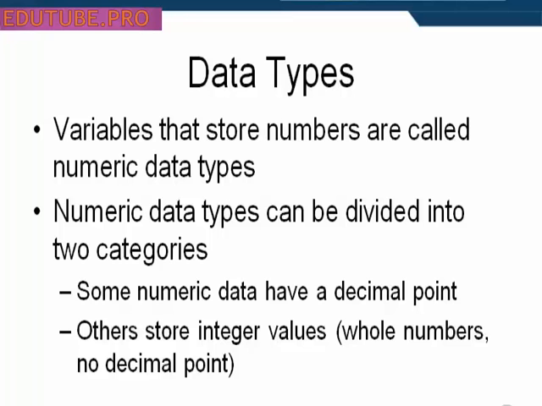Before we begin implementing variables in our programs, we must understand data types. When you declare a variable in Visual Basic, you declare a variable to be a specific type of data. Variables that store numbers are called numeric data types. Numeric data types can be divided into two broad categories: numeric data that has a decimal point and numeric data that stores simply integers. Integers are simply numbers that are whole numbers with no decimal point.